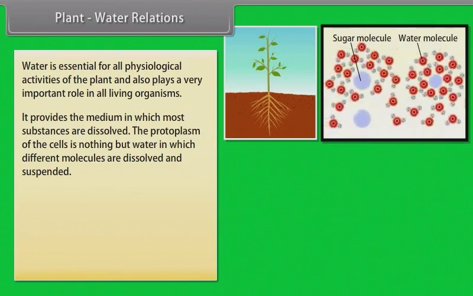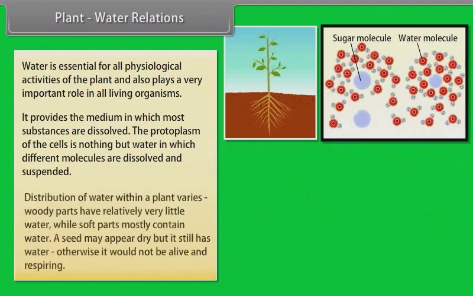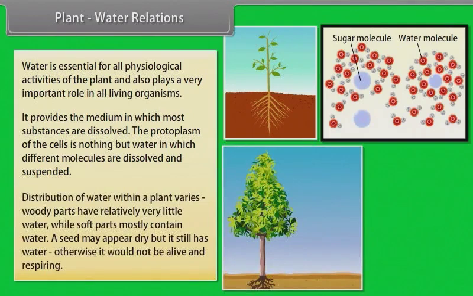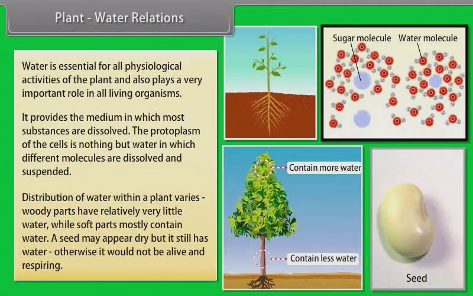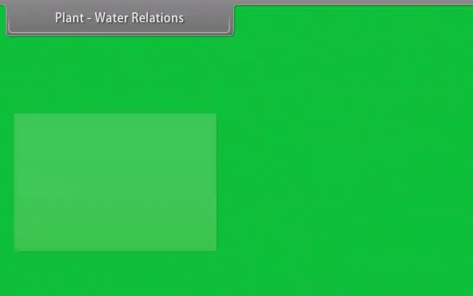Most herbaceous plants have only about 10 to 15% of their fresh weight as dry matter. Of course, distribution of water within a plant varies. Woody parts have relatively very little water, while soft parts mostly contain water. A seed may appear dry, but it still has water. Otherwise, it would not be alive and respiring.